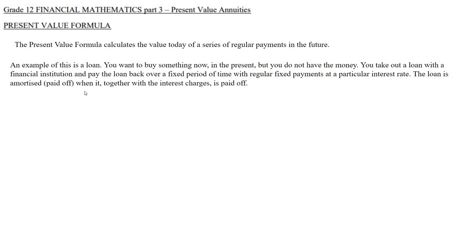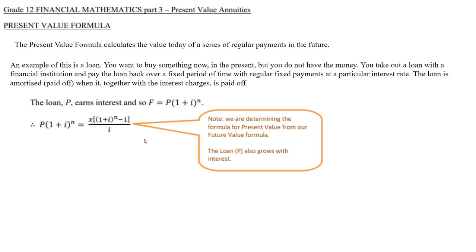The loan is paid off when, together with the interest charges, it's all paid off. So that's how it works. Hey, this formula here, the present value formula, comes from the future value formula. That's what I was saying. You see, there's the future value formula here. And here's the present value times 1 plus I to the n.